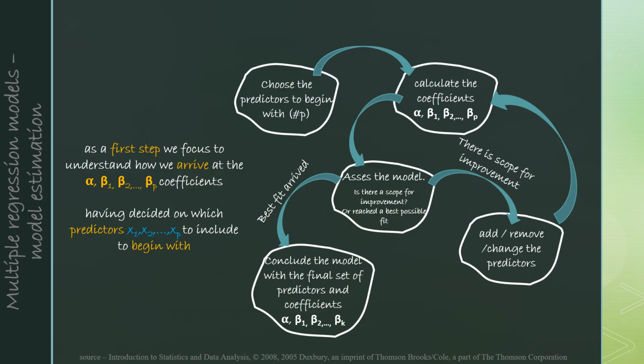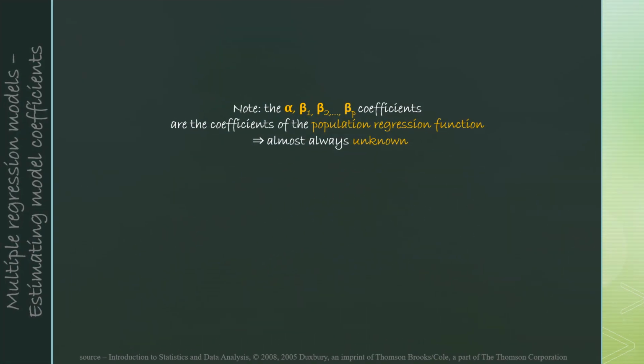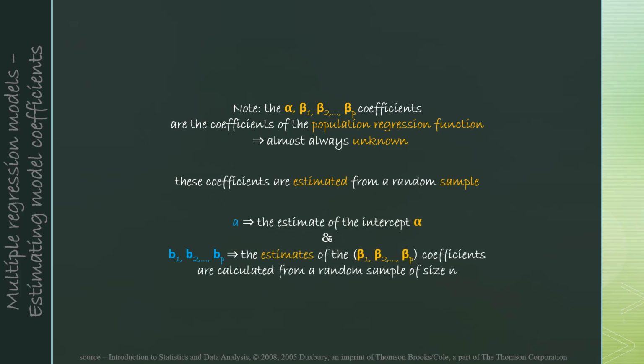Therefore, as a first step, we focus to understand how we arrive at the alpha and beta coefficients, having decided on which predictors x1, x2, etc. xp to include to begin with. Note, the alpha and the beta coefficients are the coefficients of the population regression function, which are almost always unknown. Therefore, like in the case of the simple linear regression, these coefficients are estimated from a random sample. Accordingly, a, the estimate of the intercept alpha, and b1, b2, etc. bp, the estimates of the beta coefficients, are calculated from a random sample of size n.